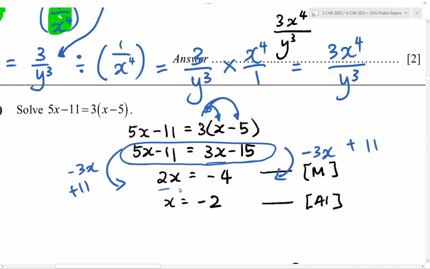So now we are left with 2x only, because 5x minus 3x is 2x. Negative 15 plus 11 is negative 4. So divide again. So x is negative 2.